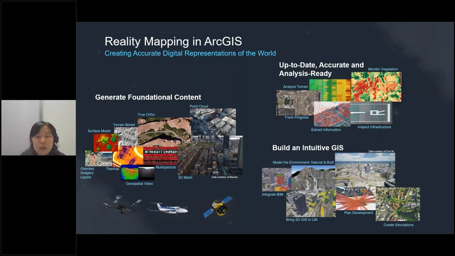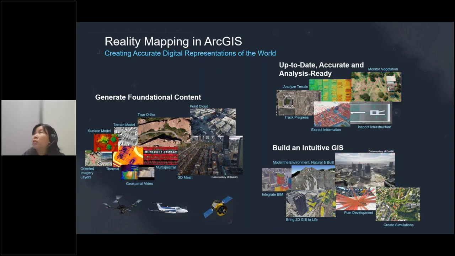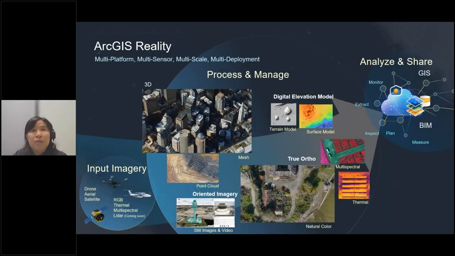Reality mapping empowers GIS professionals to create an intuitive 3D GIS that non-specialists can easily relate to, enabling them to engage with geospatial data in real-world context. We enable reality mapping through ArcGIS Reality, a software suite designed to serve the diverse needs of users.